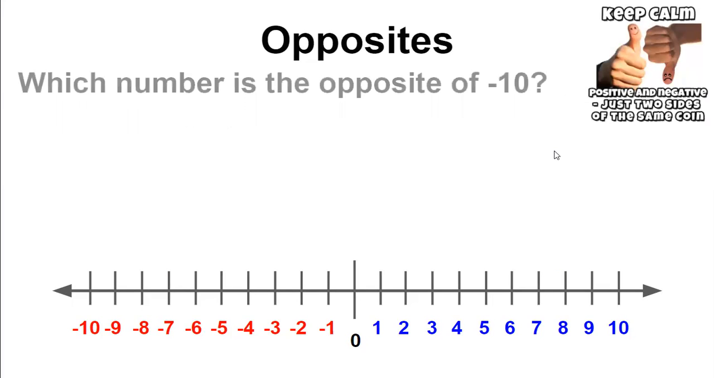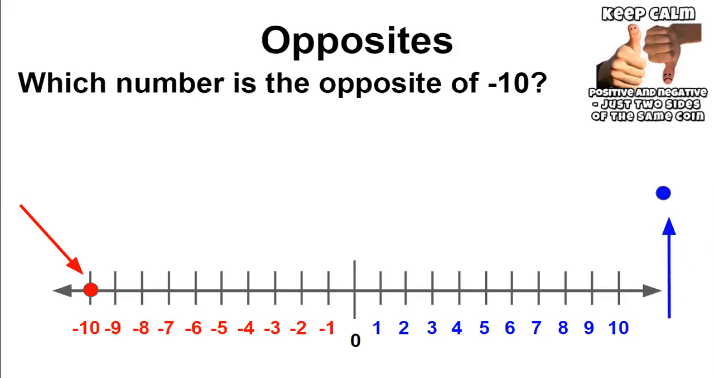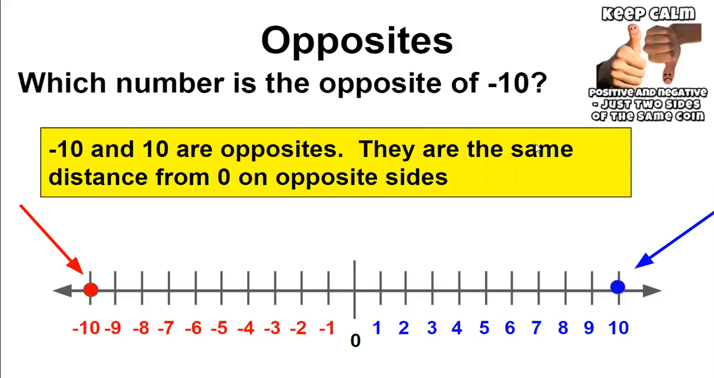Here's another one. Which number is the opposite of negative 10? Let's plot negative 10. There it is. Which number is 10 units from 0 on the opposite side of 0? Did you say positive 10? Awesome. Negative 10 and 10 are opposites. They are the same distance from 0 on opposite sides.